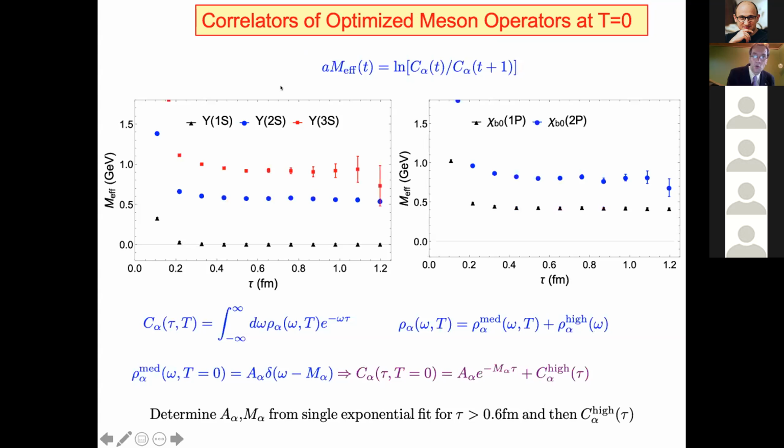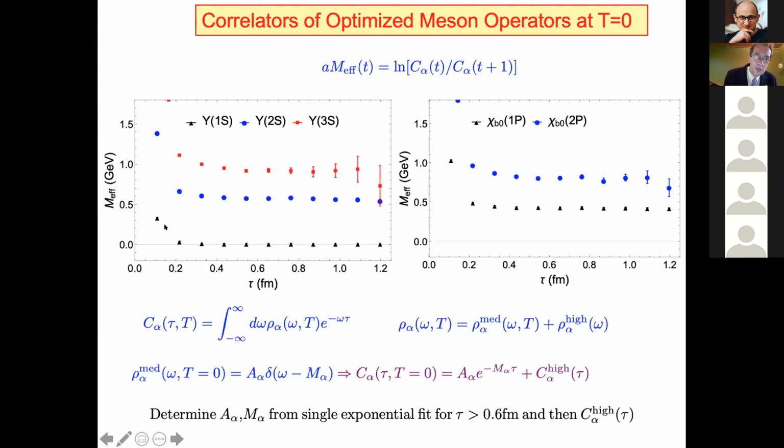Now, we could go to the optimized correlation function at zero temperature first, and just look at the effective masses as functions of tau. For the ground state, we get a very nice plateau starting at very short distances of order 0.2 Fermi. We also get a nice plateau for 2s, again at short distances much smaller than 1 Fermi, and for the 3s. So this diagonalization procedure works very well for s states, projecting out the corresponding ground state masses. It also works for chi B0 1p and chi B0 2p states. So for all quarkonium states, or bottomonium states, below the threshold, it works nicely.